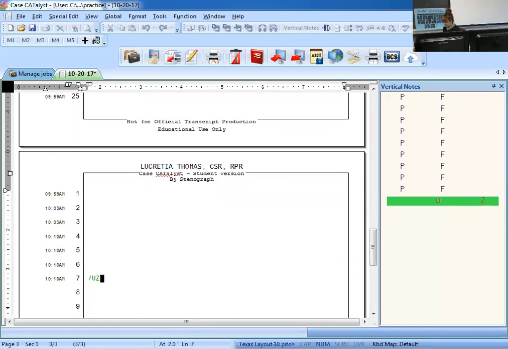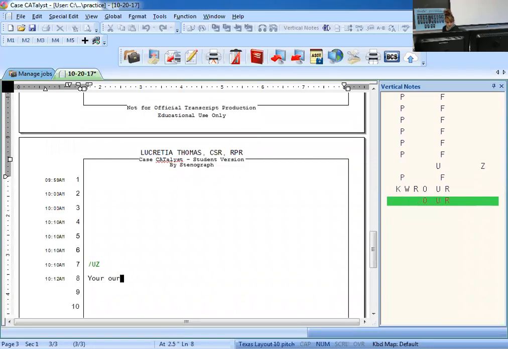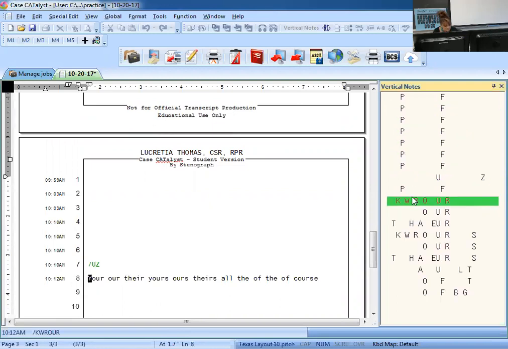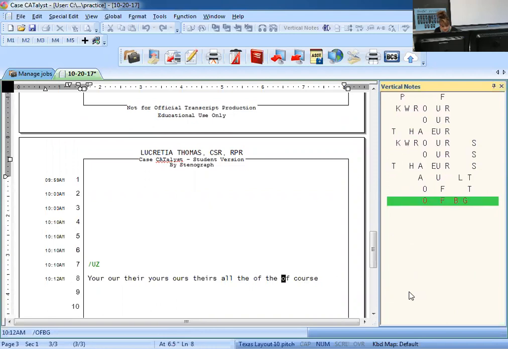So let's write it down. So you're going to start your, our, their, yours, ours, theirs, all the, of course. So let's check it. And you're going to write your, check it with your book, our, their, yours, ours, theirs. You've got all the, I'm going across. You've got of the, all the, of the, and of course. Perfect. So I'm going to write it again.